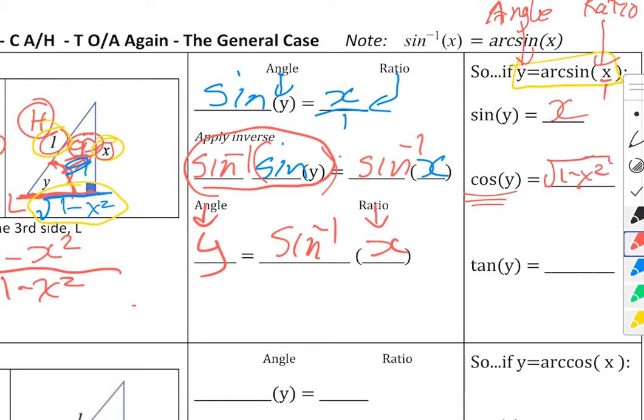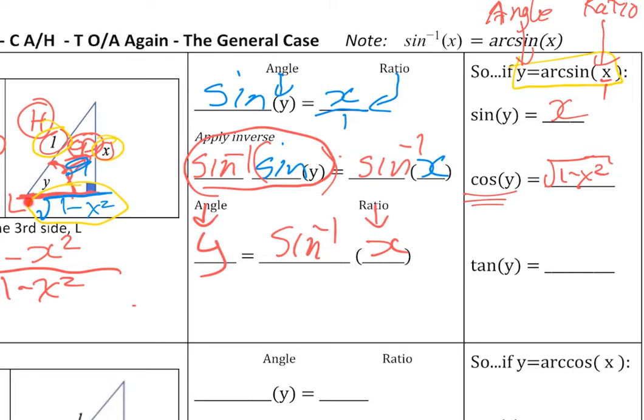Okay, that's what cosine is worth, because again, it's divided by 1. Now let's look at what tangent of angle y is worth if and only if we're doing arc sine of x. So if sine of y equals x, then these are true. So what will tan y be worth?